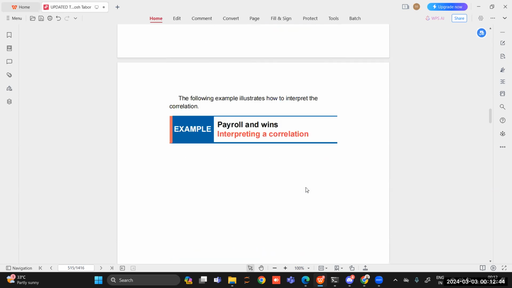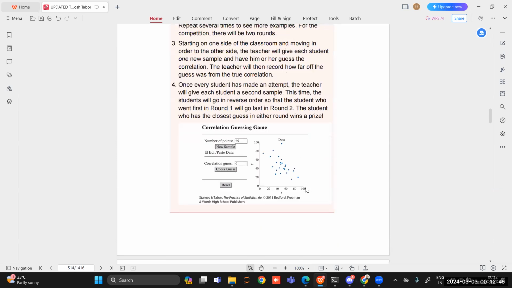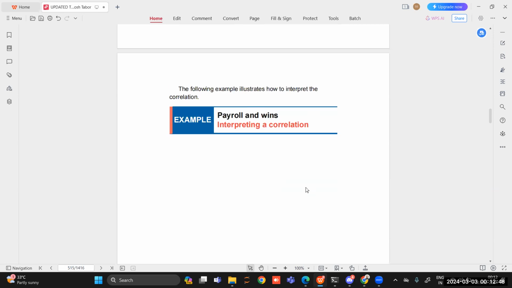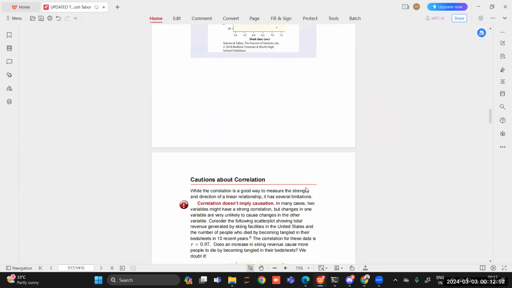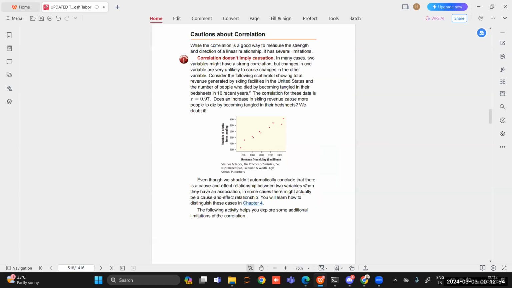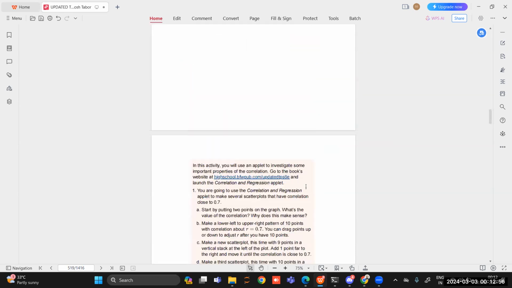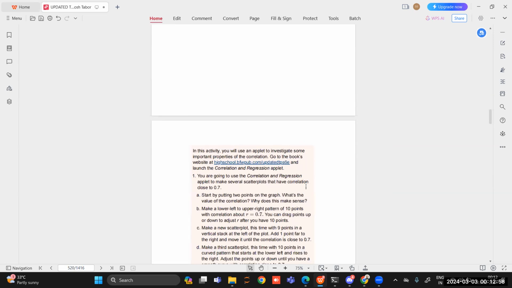So this exercise you can do on your own. The above one is very interesting, so you can try these examples as well. Okay. Caution about correlation we will start tomorrow. Tomorrow there will be two classes. One at around 8 o'clock, and the other timing I'll let you know. Either it will be 3:30 p.m.